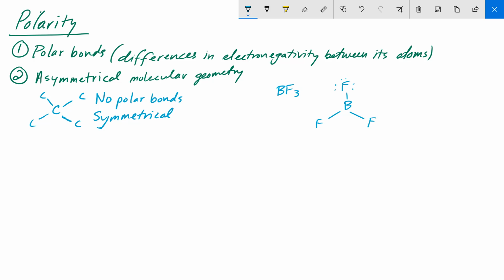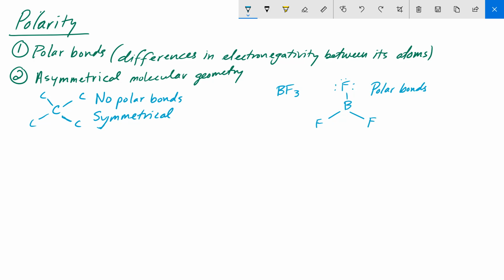So we ask ourselves, is BF3 polar? Well, does it have polar bonds, or are there differences in electronegativity between its atoms? Yes, there are. It has very polar bonds. Fluorine is the most electronegative element there is. So these fluorines are all going to be pulling electron density towards themselves and away from the boron. So yeah, it does have polar bonds.